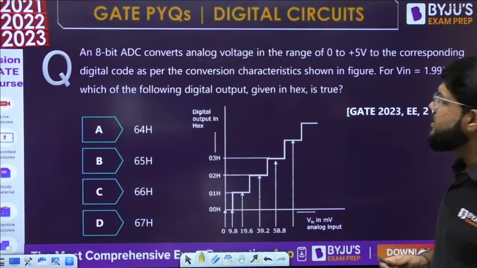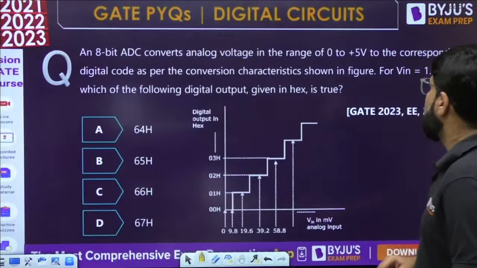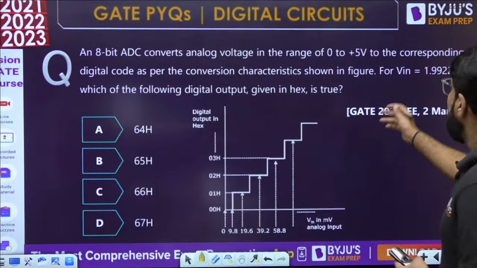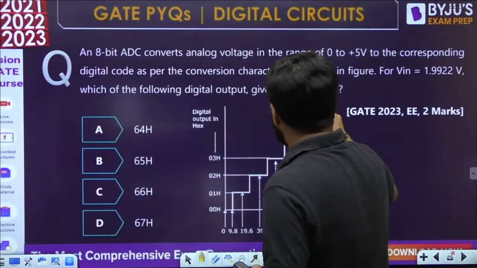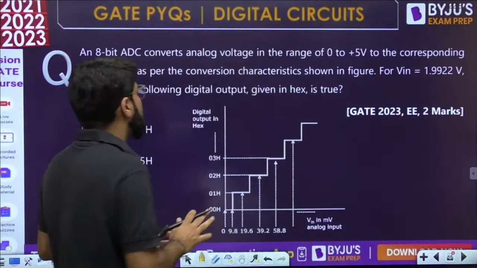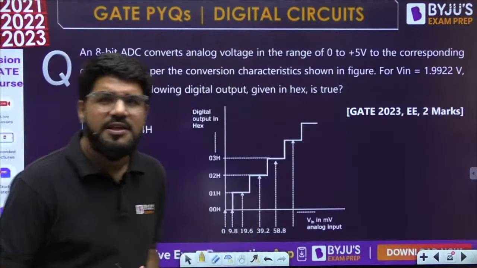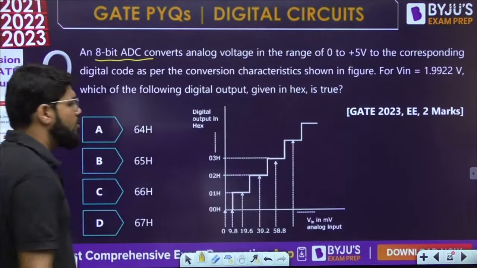The next question is here. The 8-bit ADC converts analog voltage in the range 0 to 5 volt to the corresponding digital code as per the conversion characteristics shown in the figure. For Vin equal to 1.9922, which of the following digital outputs given in hex is true? Actually, we need to calculate the digital output, but given in hex format, that conversion we can do. So we have this 8-bit ADC, analog to digital converter.